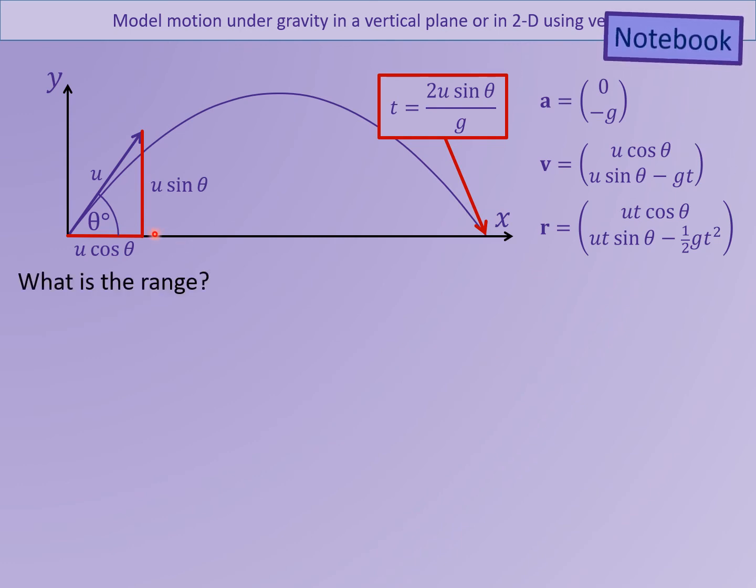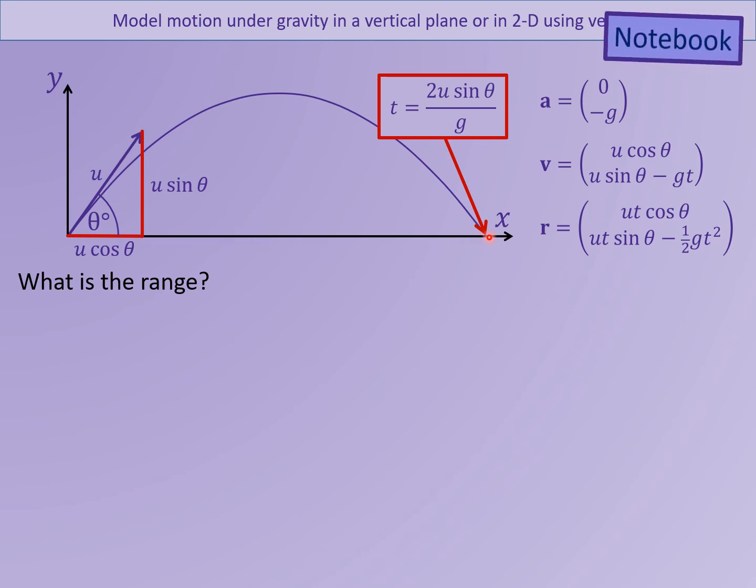Okay, so what's the range then? If I know that the total time of flight is going to be 2u sine theta over g, the question is now how far have I travelled? Just in the x direction, how far would I need to walk to get to that point where it's landed? If it's kicking a football, how far do I need to walk to get to that football? Now we know that when we work out the range, that is to do with the x value. I'm walking across in the x direction.